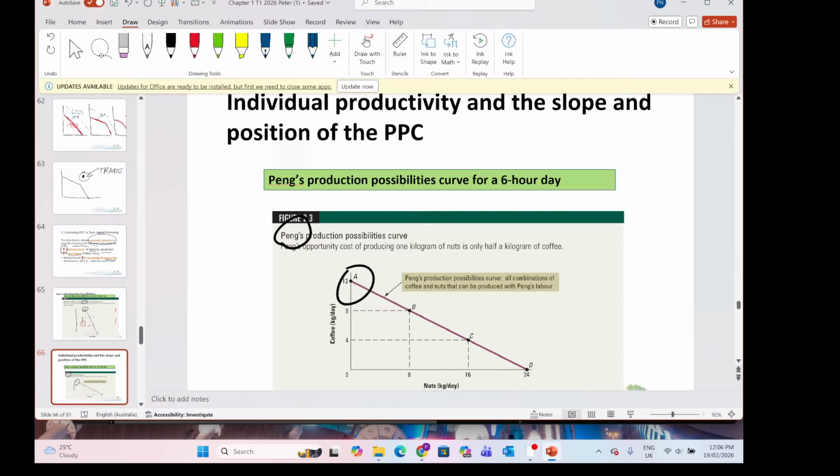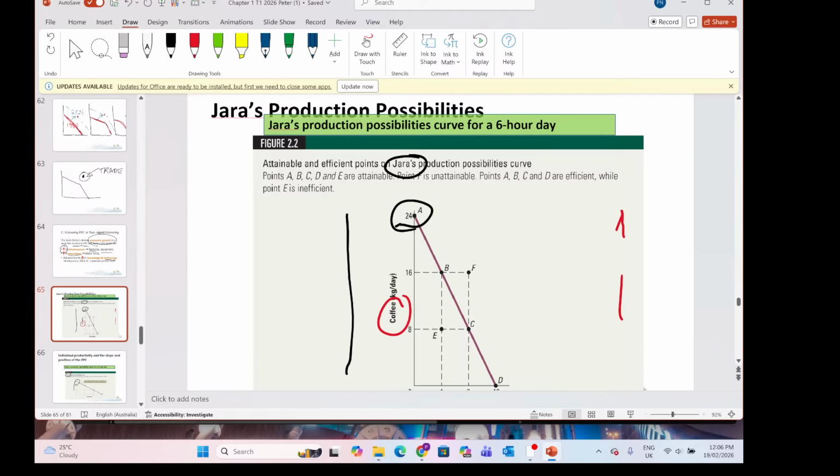Imagine that they both split their time, but they do not trade. Where would Jara wind up? Jara would wind up on the red dot, right? He'd be spending half his time producing coffee and half his time producing nuts. And he'd have some coffee and some nuts, but where he could not be is at point F. He cannot be outside his production possibility curve.